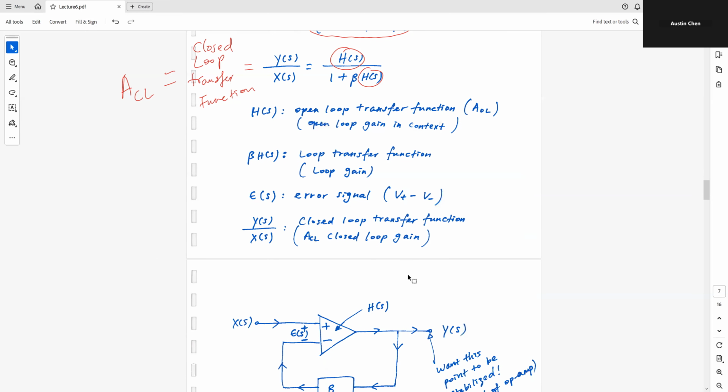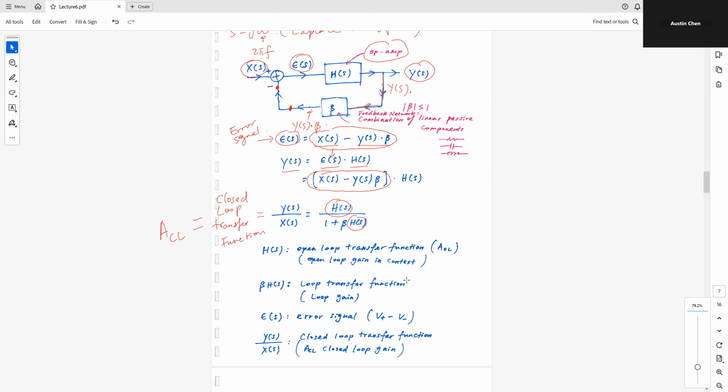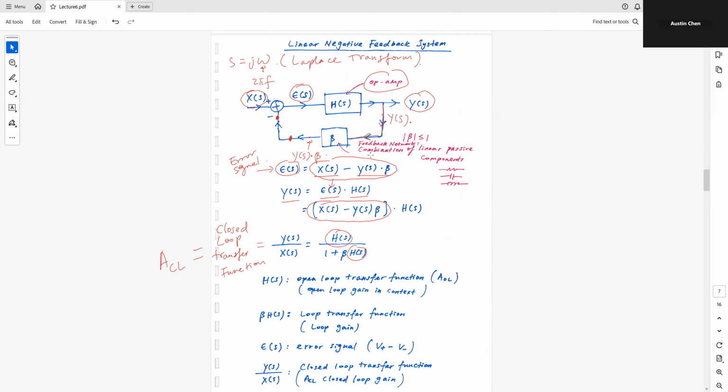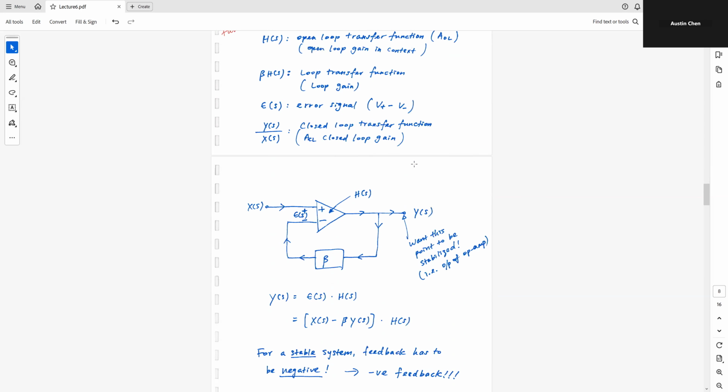But we haven't talked about why this feedback or negative feedback is important. We briefly talked about the feedback concept, which is introducing some kind of feedback network, and then we tap part of the signal from the output and send it back to the input. So feedback means you sample some of the signal from the output and then you send it back to the input. So this is a feedback system, a very classical one. But then how about this negative feedback?